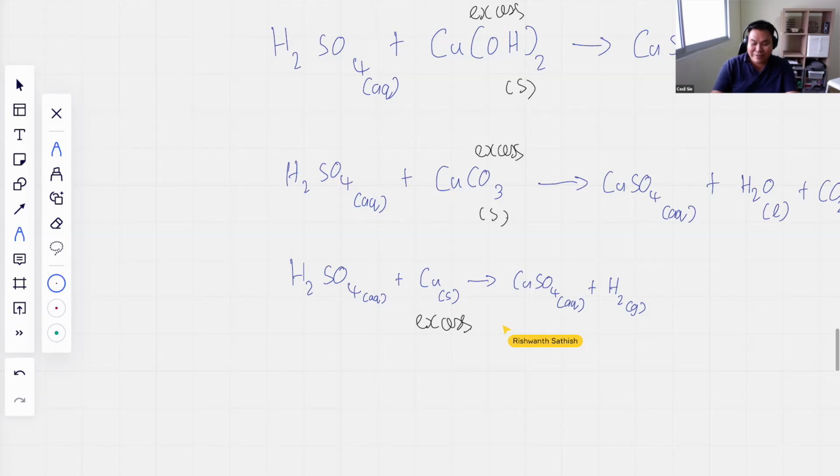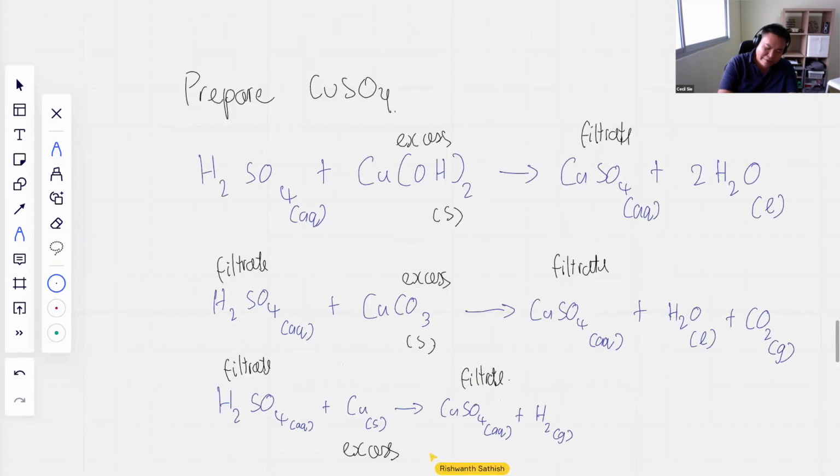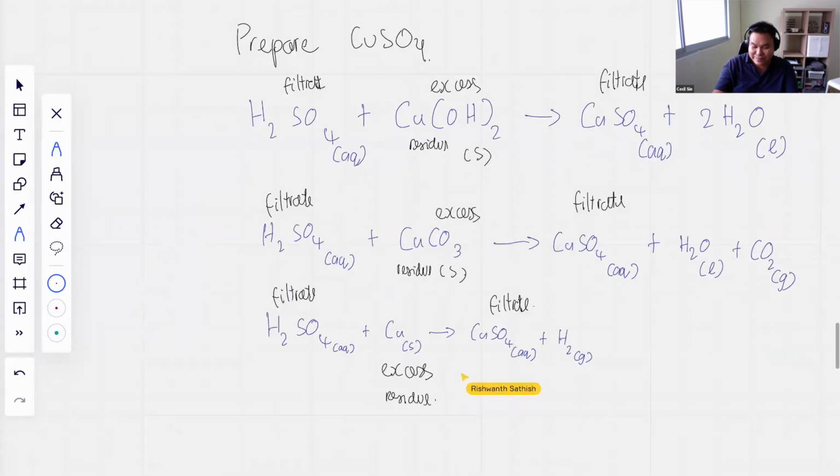Residue is the solid left behind. So this one will be filtrate. This is filtrate also. Filtrate and filtrate. This is residue. Do you have a problem here? Yes, what is the problem?